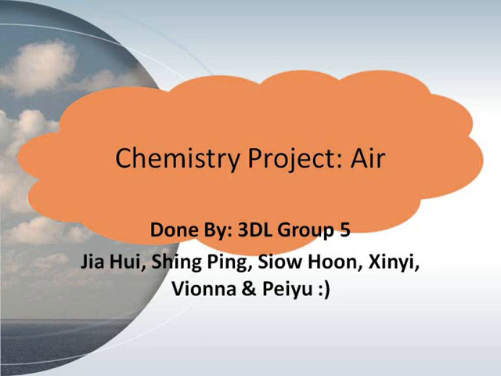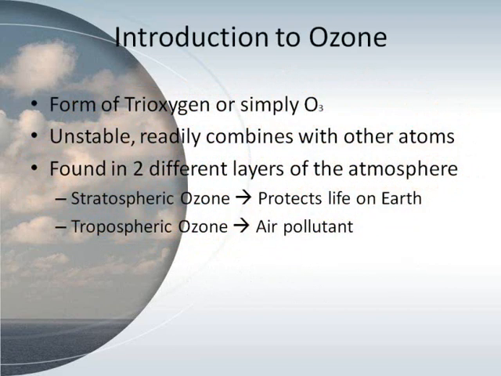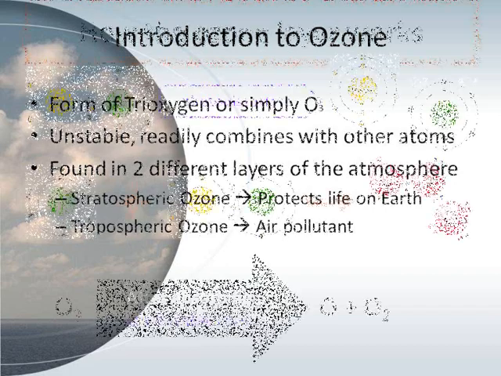This is Group 5 and we're presenting on the impact of ozone and CFCs on the environment. Ozone is simply O3. It is unstable and found in the stratosphere and troposphere.